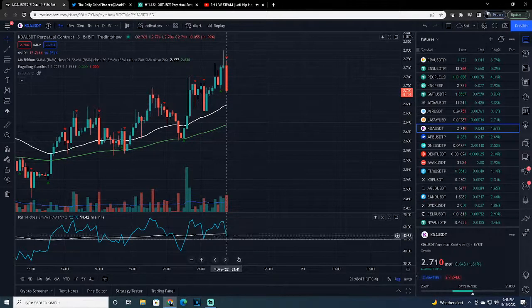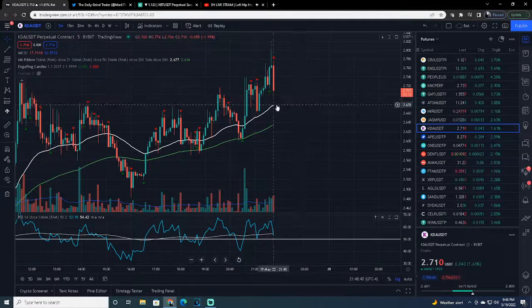Retest here. We're going to retest the 50 at least. If it doesn't come back down all the way, it should come down, test this 21 moving average, and test the 50 on the RSI.